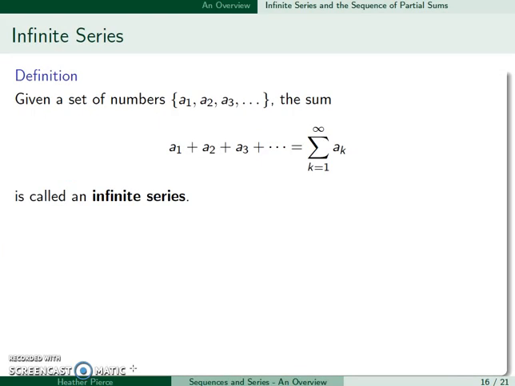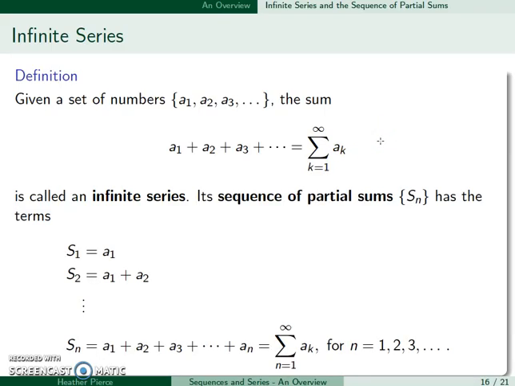Next, we'll look at a series. If we have a set of numbers, the sum a1 plus a2 plus a3 plus a4, etc., is called the infinite series, and this is given by the summation notation of a sub k. And it's the sequence of partial sums. So the sequence of partial sums has the terms s1 is a1, s2 is a1 plus a2, s3 is a1 plus a2 plus a3, etc. So let's do some examples with these.